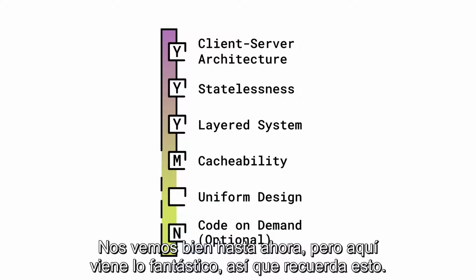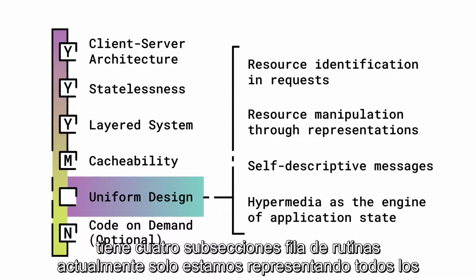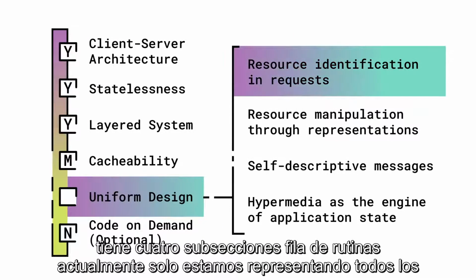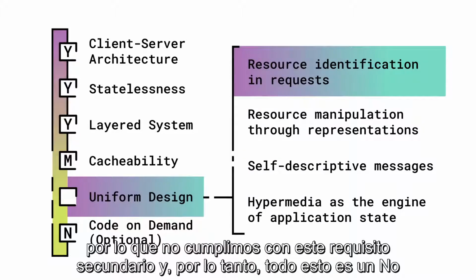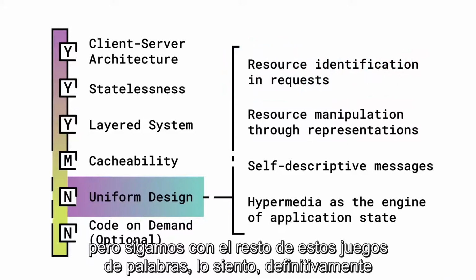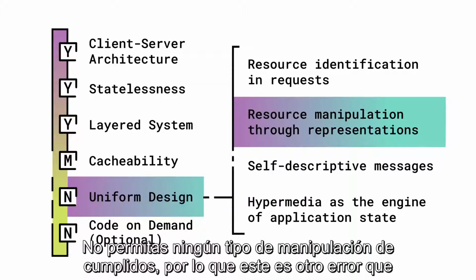So we're looking good so far, but here comes the doozy. So remember, this one has 4 subsections. Uh-oh. Currently, we're just representing all the compliments as strings, and there's absolutely no way to identify them. So we fail this sub requirement, and therefore, this whole thing is a no. But let's keep going through the rest of these. Pun intended, sorry. We definitely do not allow any sort of manipulation of compliments, so this is another fail.